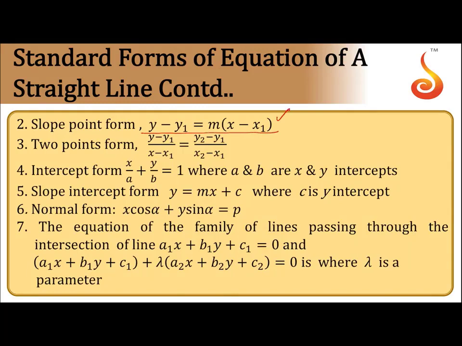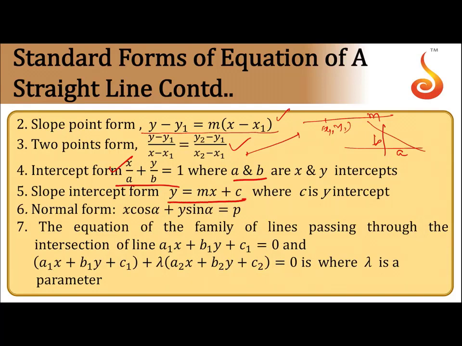The first one is the slope-point form of the equation of a straight line passing through (x1, y1) and having slope m: y minus y1 is equal to m into (x minus x1). The second one is the two-point formula, the equation of a line joining the two points (x1, y1) and (x2, y2). The third one is the intercept form: if a straight line makes an intercept a on the x-axis and intercept b on the y-axis, its equation can be written as x by a plus y by b is equal to 1, where a, b are the x-intercept and the y-intercept.